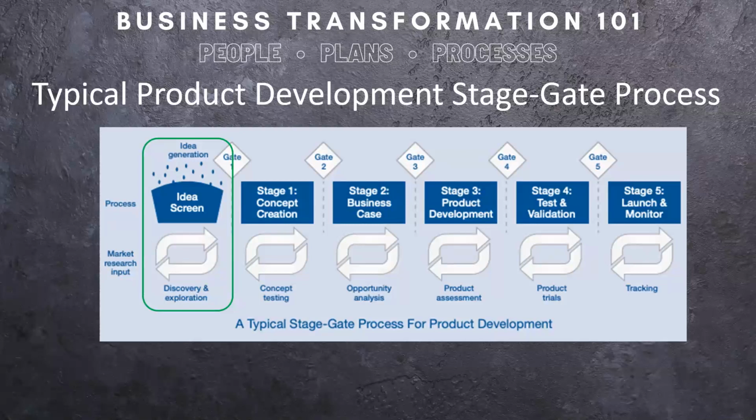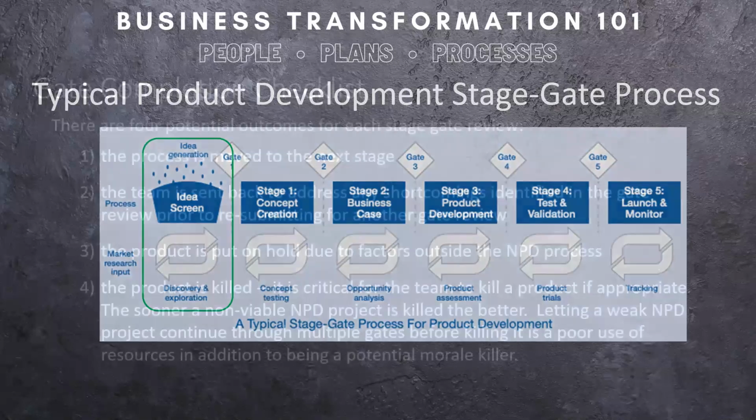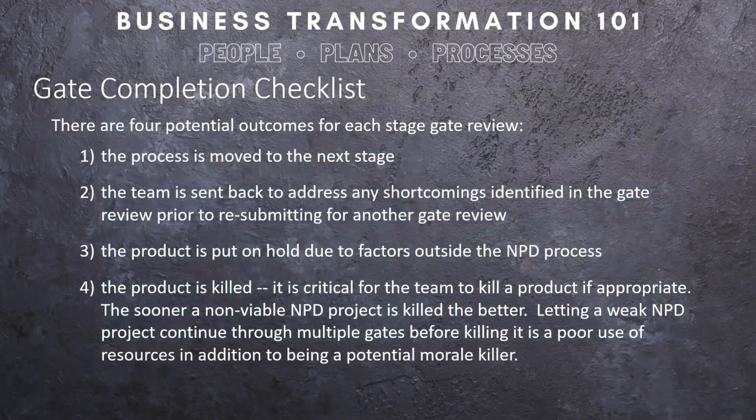A gate is located between each of the stages in the process. The gate is best described as a checklist. The new product development and business leadership teams utilize this gate checklist to determine if the process should be moved to the next step. There are four potential outcomes for each stage gate review as shown here.